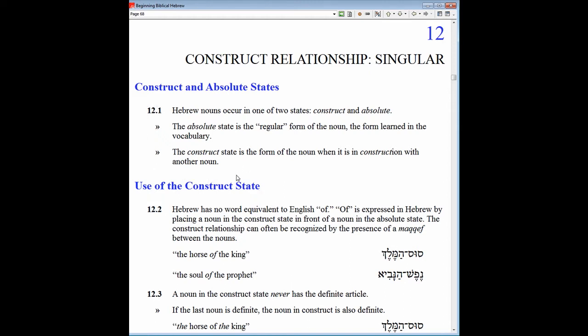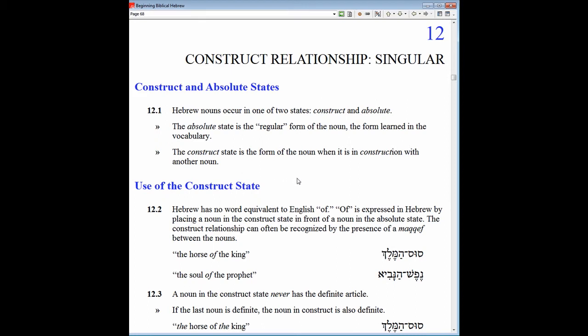Hebrew nouns have two states, the construct and the absolute. The absolute is the normal form that you'd see again in your vocab list, the dictionary entry, the one that you learn in vocab. The construct state is a slightly different form of the noun when it is in construction with a noun that immediately follows it. So catch what I'm saying here.